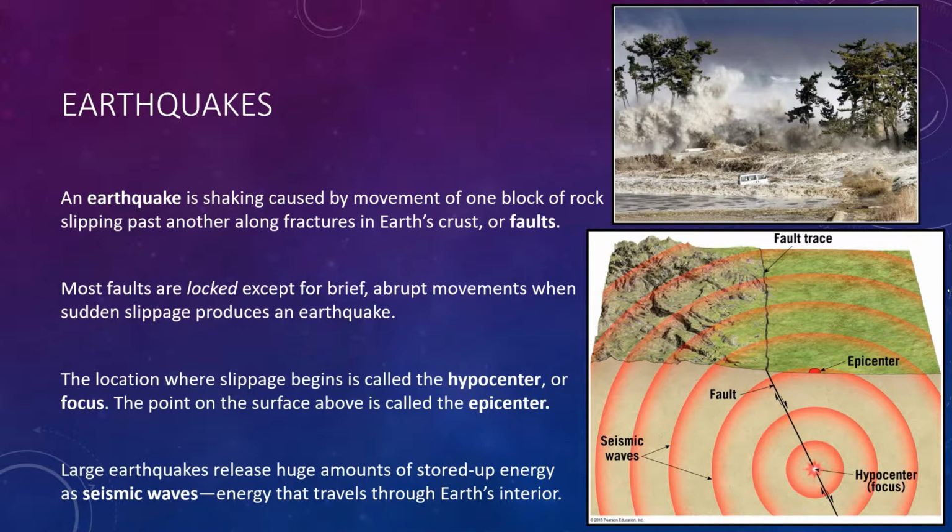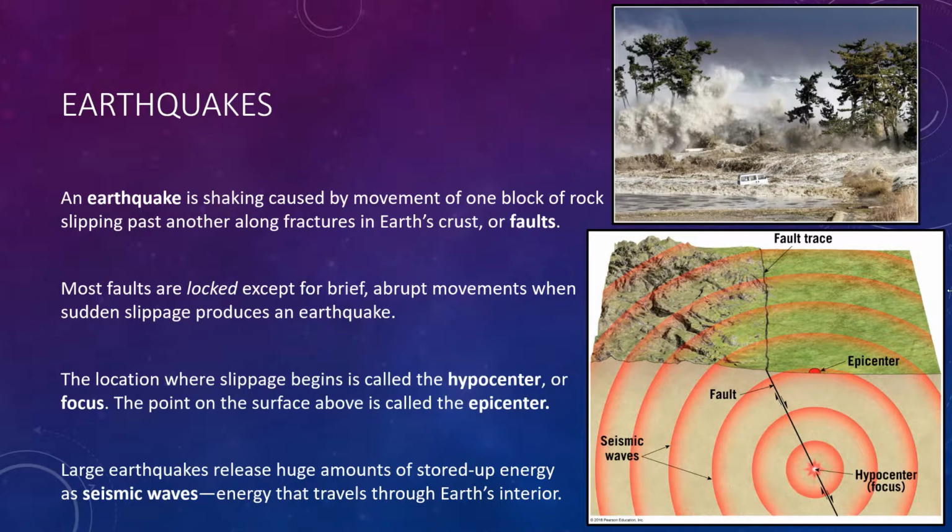An earthquake is ground shaking, caused by the sudden and rapid movement of one block of rock slipping past another, along a fracture in Earth's crust known as a fault. Most faults are locked, except for a brief, abrupt movement when sudden slippage produces an earthquake. Faults are locked because the confining pressure exerted by the overlying crust is enormous, causing those fractures in the Earth's crust to be squeezed shut.